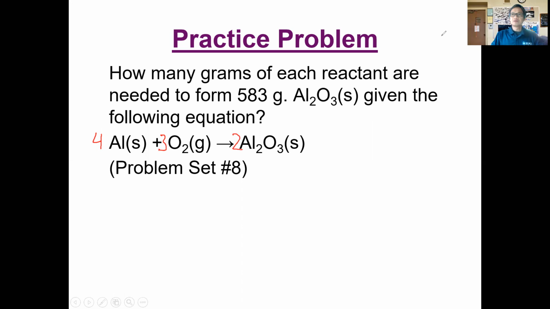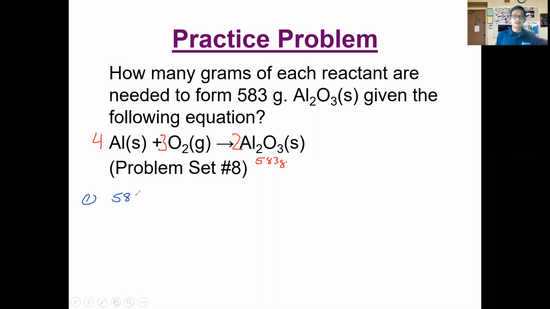Okay. All right, so with that said, I would also recommend that you write down what they give you. This time they give you the mass of the product that forms, so 583 grams of aluminum oxide that forms. From here, it's going to be 2 conversions that you have to do. So let's make sure that you're able to work out these conversions here. I'm just going to work these out for you, and if you have any questions, come by and see me. So let's go ahead and do the first one.